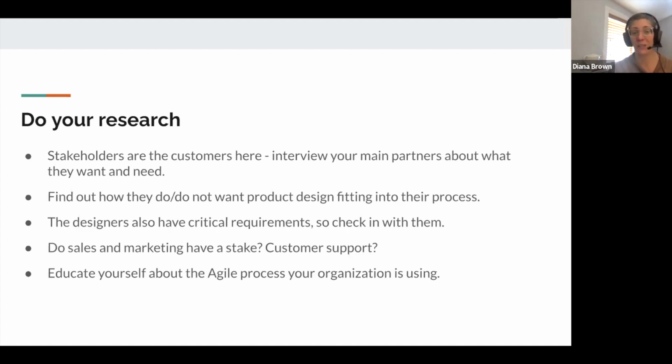And the designers themselves will have requirements, right? I don't want to have to write user stories, or I do not want to have to size my work this way. There's a lot that goes on. Designers are very sensitive, and transitioning to Agile can often be tricky. So just make sure you're hearing them as well.